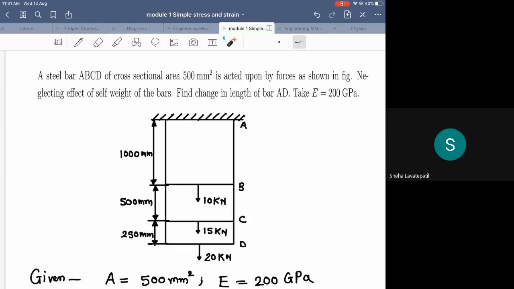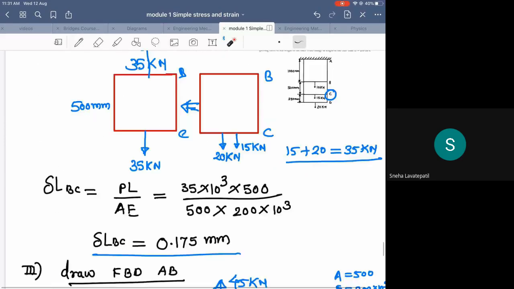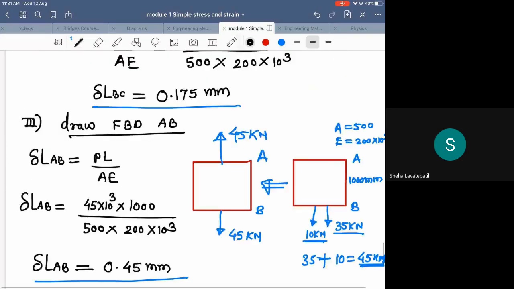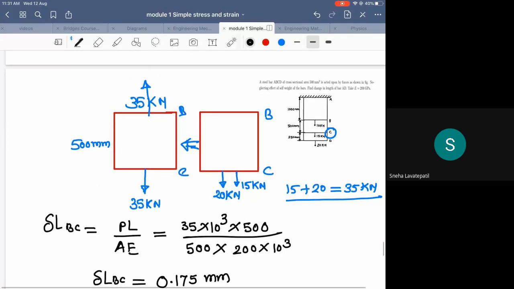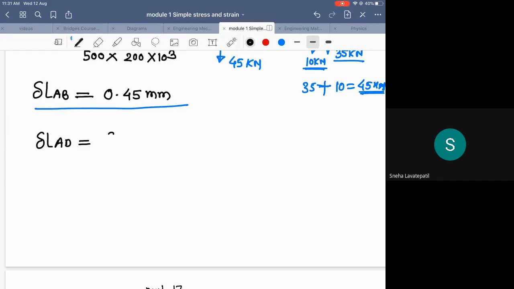So what I have to do? I have to just add these. Final step, delta L for member AD. Yes, AD means total member. Delta L for member AD is equal to change in length for CD plus BC plus AB.